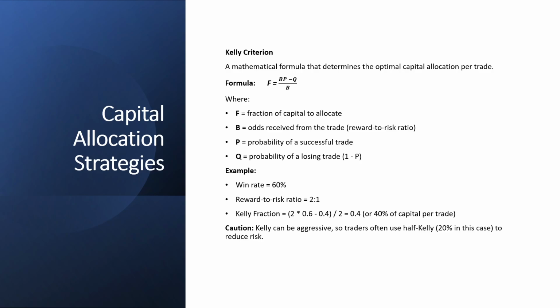The Kelly criterion is a mathematical formula used to determine the optimal capital allocation per trade, maximizing long-term growth while managing risk. It considers the reward-to-risk ratio and the probability of success to calculate the ideal fraction of capital to allocate. In this example, with a 60% win rate and a 2-to-1 reward-to-risk ratio, the formula suggests allocating 40% of capital per trade. However, since the Kelly criterion can be aggressive, many traders use a more conservative approach, such as the half-Kelly strategy, reducing the allocation to 20% to limit risk. This method helps traders optimize returns while maintaining a controlled level of exposure.